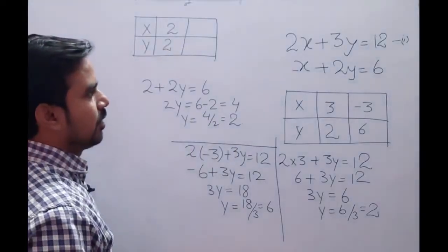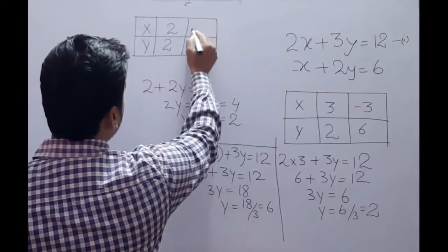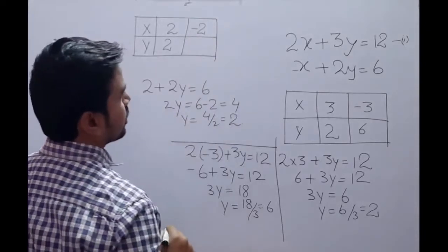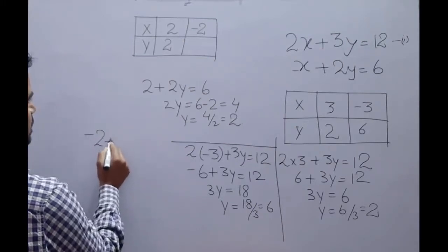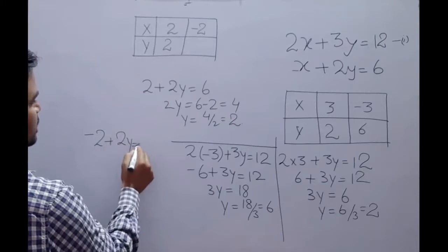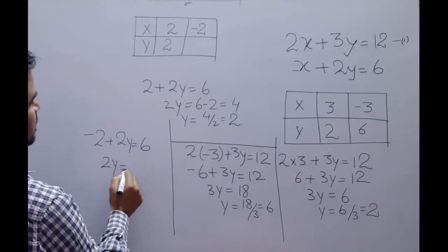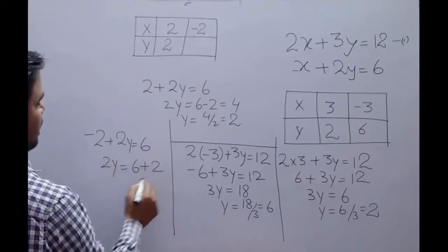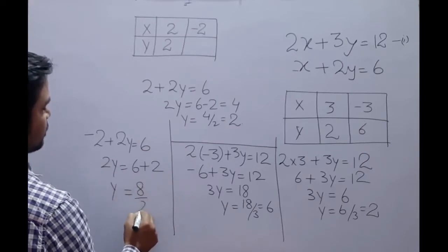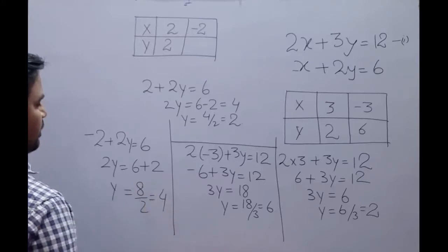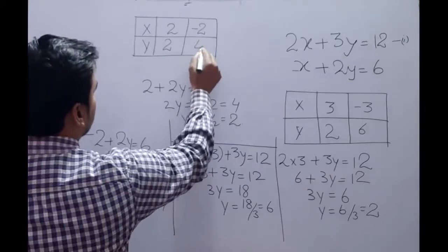Now if we take the value of x equals -2, so -2 plus 2y equals 6 from the second equation. 2y equals 6 plus 2, and y equals 8 by 2, that is equal to 4. When we take the value of x as -2, the value of y comes out as 4.